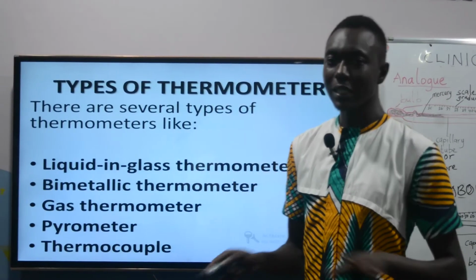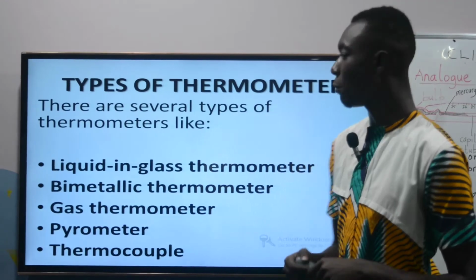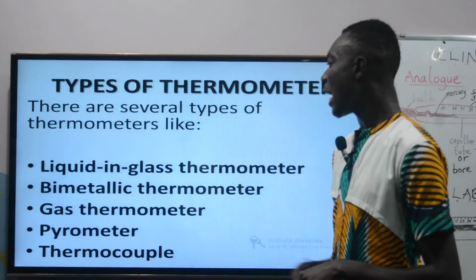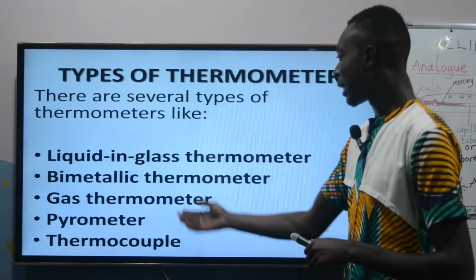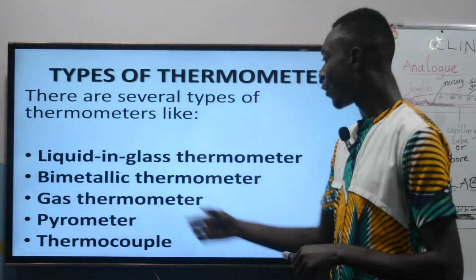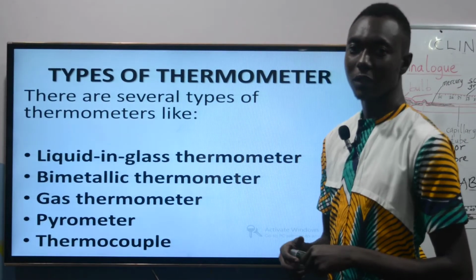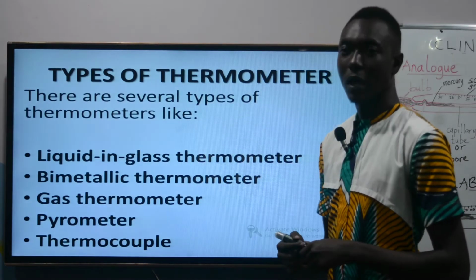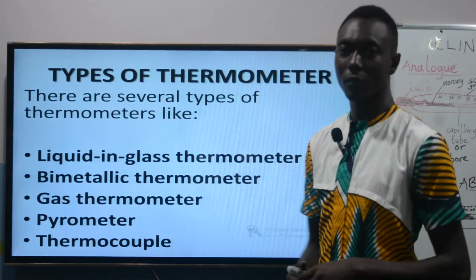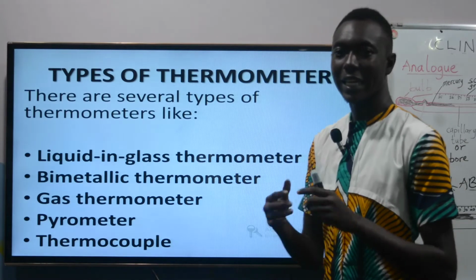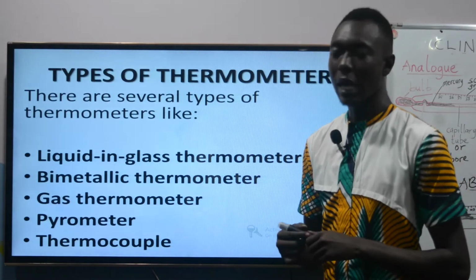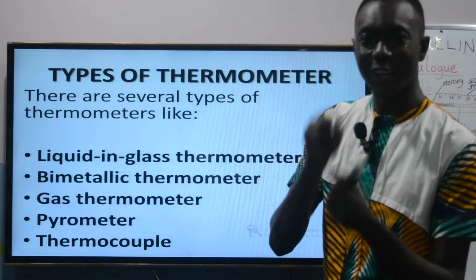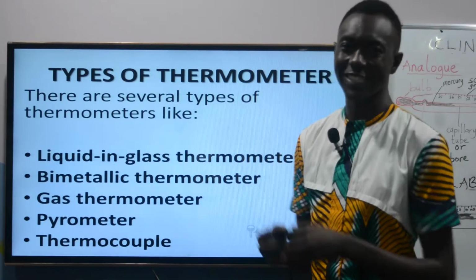Now, there are several types of thermometers. Some of them include liquid in glass thermometer, bimetallic thermometer, gas thermometer, pyrometer, thermocouple. These are just a few types we can mention. But we are not going to treat any of them aside from liquid in glass thermometer. Emphasis on liquid in glass, meaning there will be a liquid in a certain glass. All right? Good.